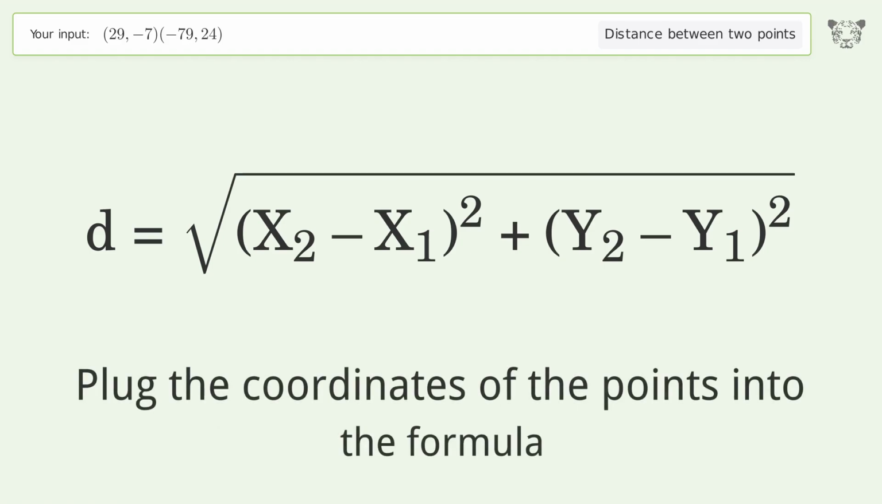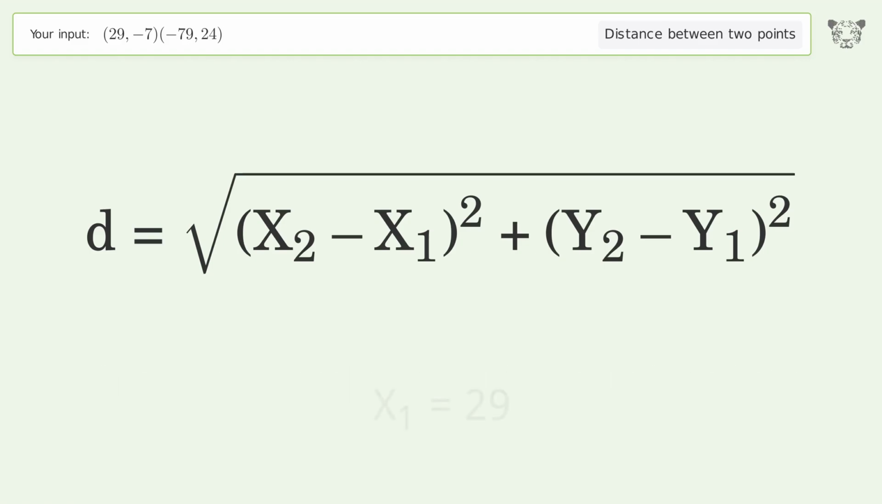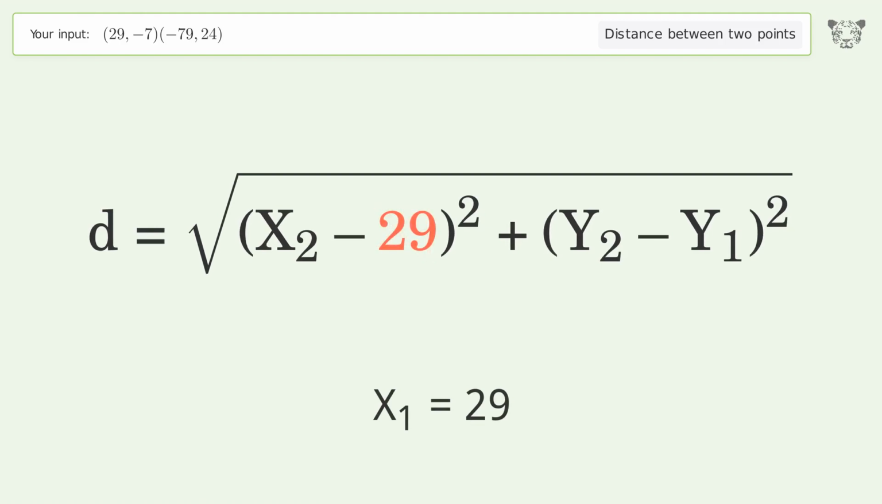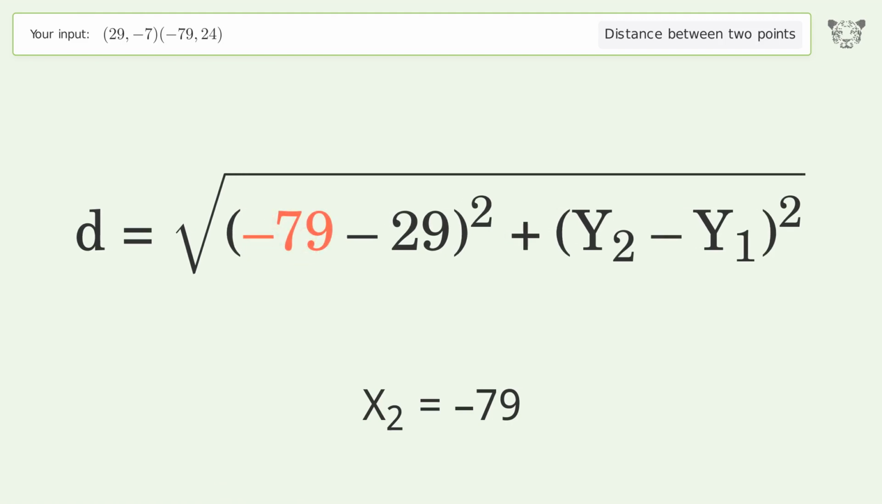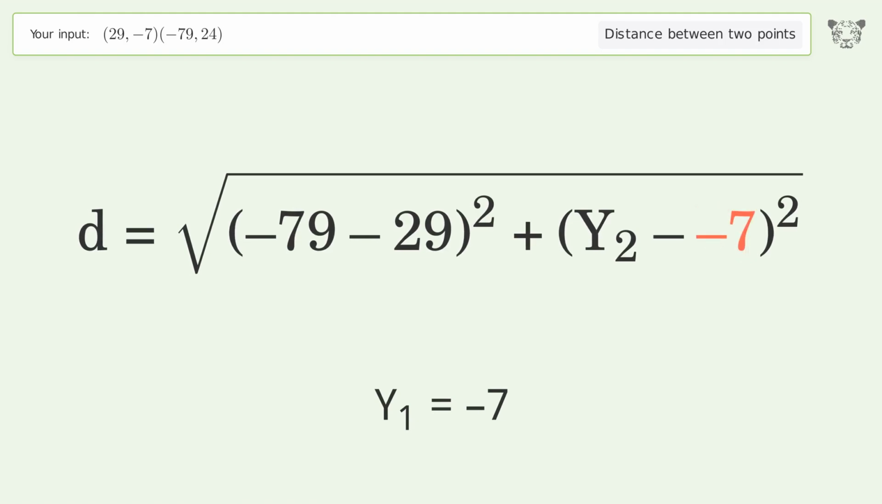Plug the coordinates of the points into the formula. x1 equals 29. x2 equals -79. y1 equals -7. y2 equals 24.